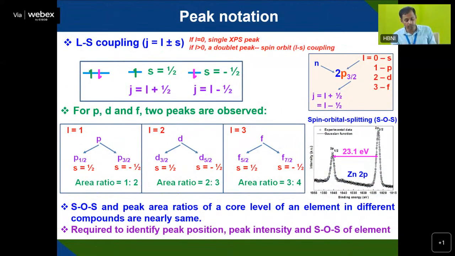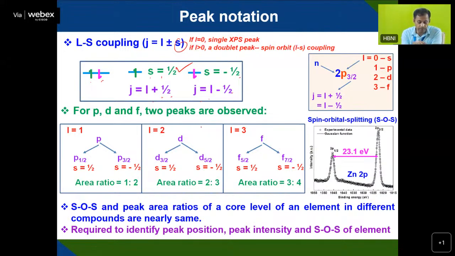If you go for the notation of that particular XPS peak, you have to follow the LS coupling rule, where J equals L plus or minus S. If L equals 0, there is a single XPS peak. If L is greater than 0, there is a double XPS peak, and spin-orbit coupling may occur here. You can see that two electron spin states are there, S is plus half and S is minus half. So J equals L plus half and J equals L minus half, because S is able to give the spin depending upon the direction.